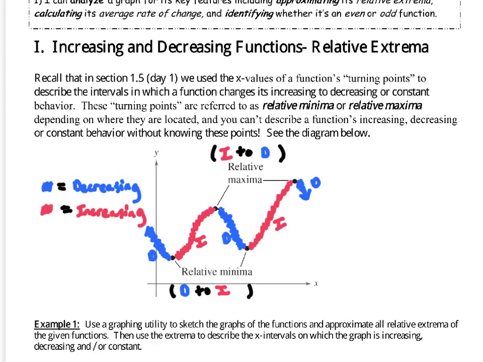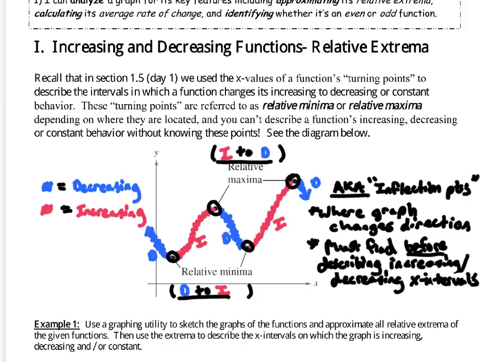Part 1 of the notes describes relative extrema, and these are the points at which either the graph will go from decreasing to increasing, in which case we call them relative minima, or where the graph goes from increasing to decreasing, in which we call these relative maxima.